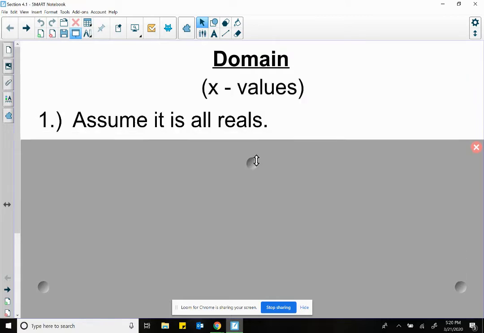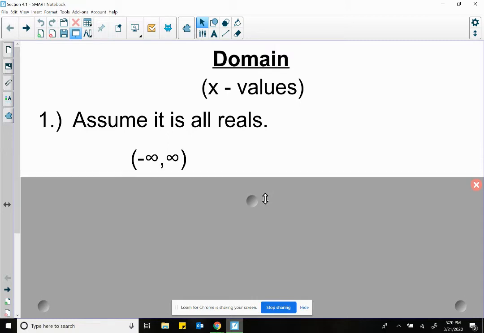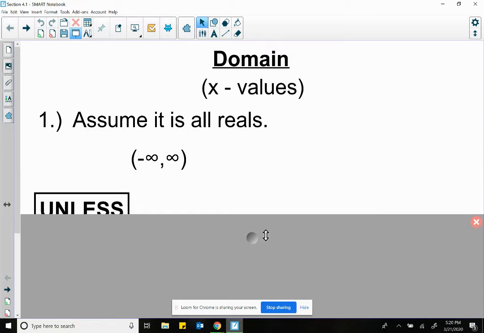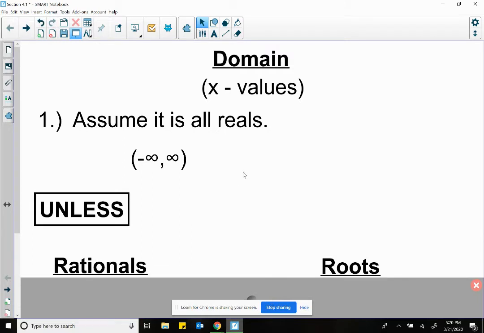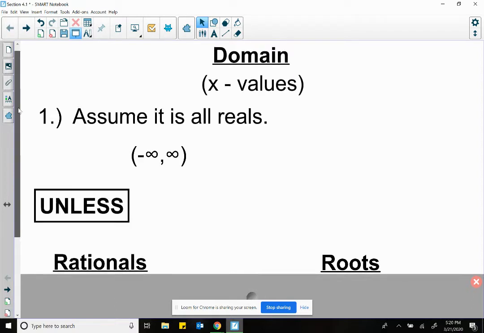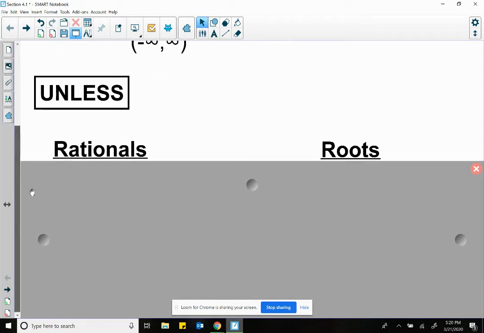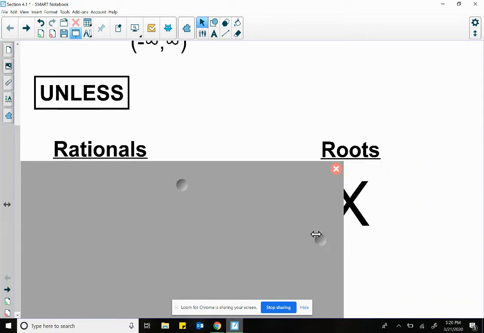That was right here. Remember, domain is all about x values. We always assume it's all reals, which means it's negative infinity to positive infinity, unless we had these two cases, rationals or roots. Again, since we are in chapter 4 right now, we are not going to worry about the roots. Okay, so that's why there's a big X right there. But how do we find the domain of rationals? Hopefully you remember. If not, you can always look it up.